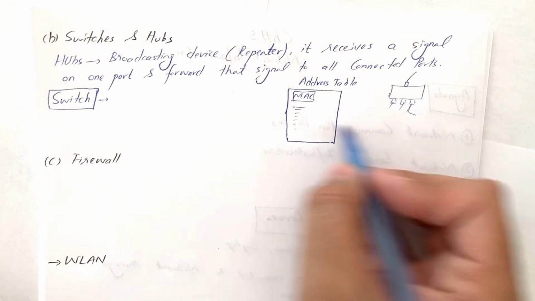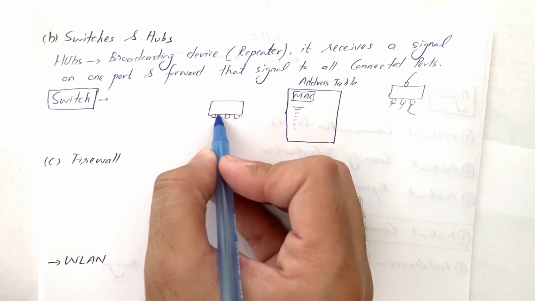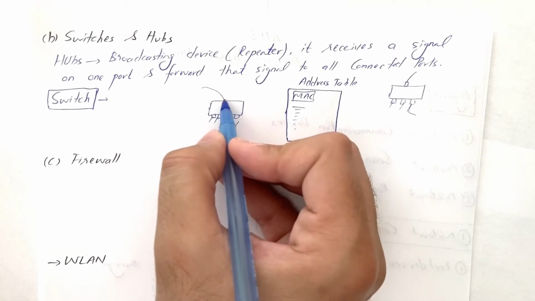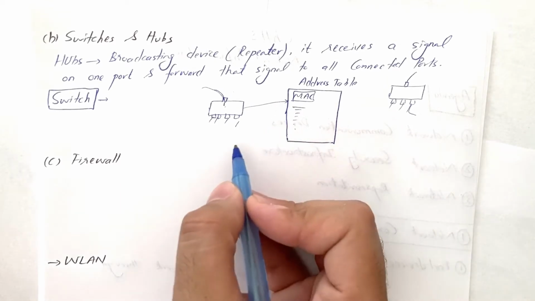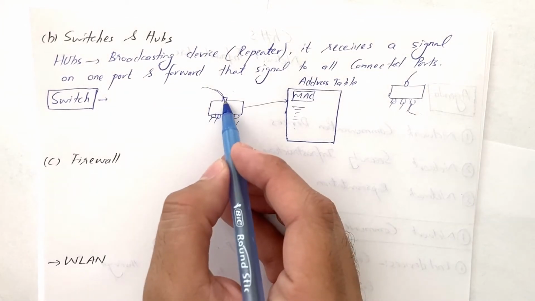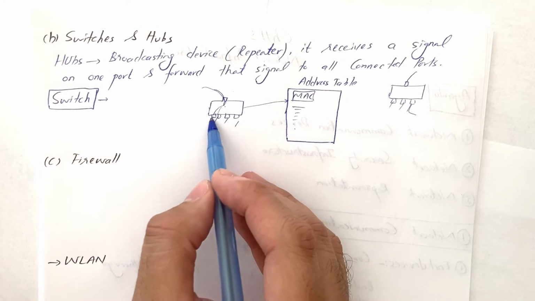Just like the hub, all the devices are connected through certain ports. When a switch receives a packet on one port, it verifies the address table to see for which particular device the packet should be transmitted, and then the packet is transmitted to that particular device. So I repeat, a switch knows the MAC addresses of all devices.